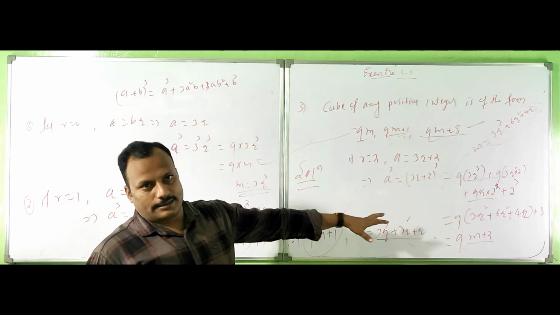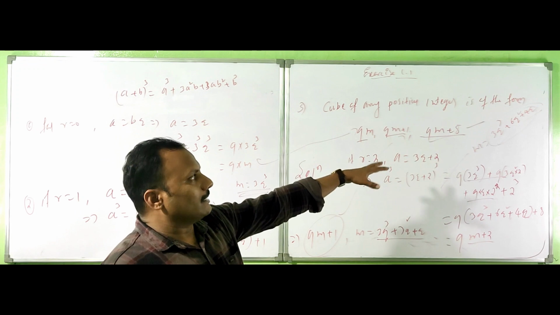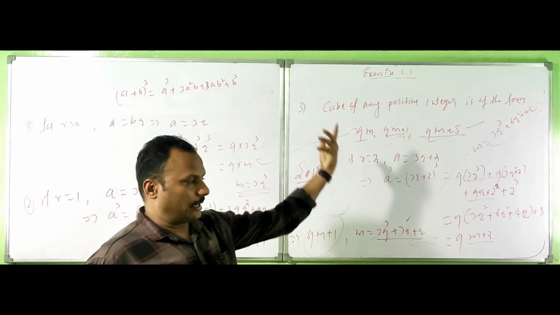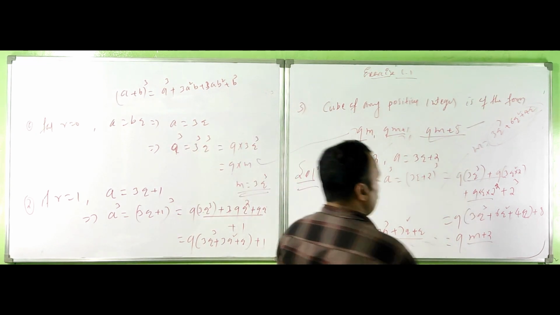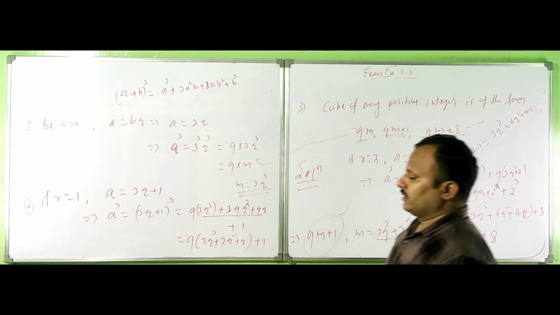So hence, the cube of any positive integer is of the form 9m, 9m plus 1 or 9m plus 8. This is proved. Okay, I think so.